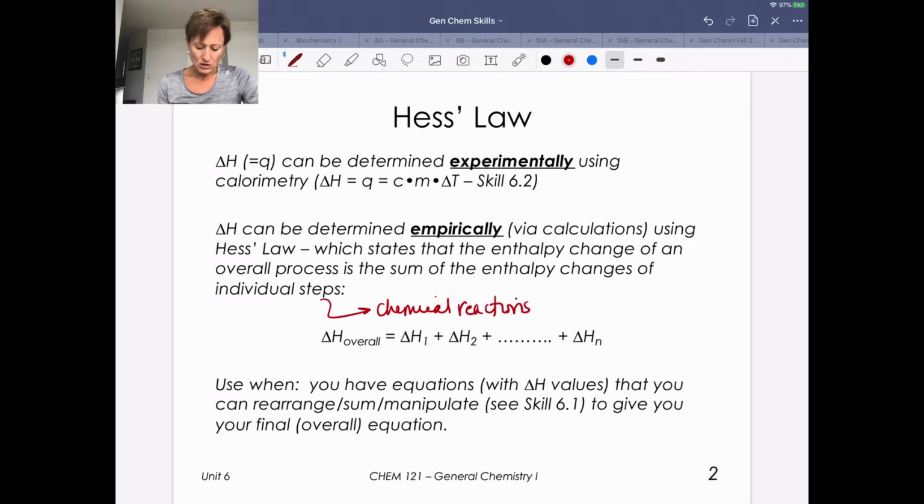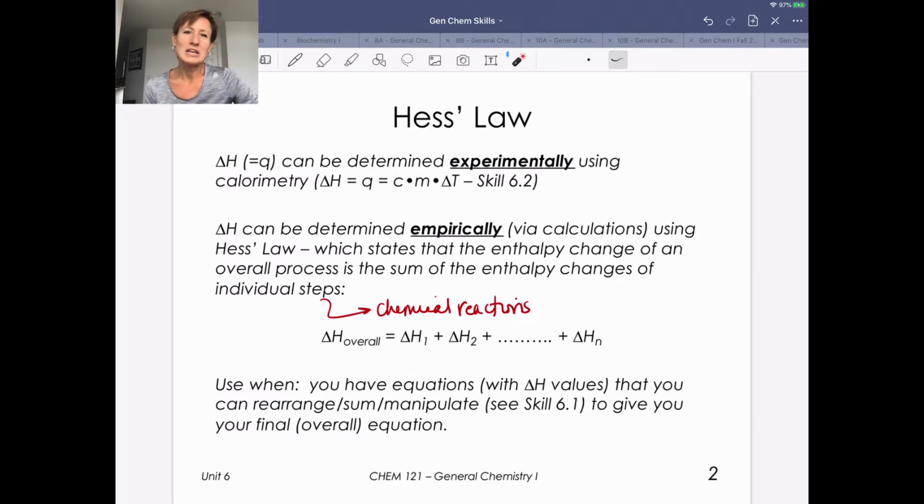So what we're going to see here is we're going to have a set of equations. Each equation will have its own delta H value, and we need to figure out how do we flip or change or manipulate these equations. Remember our first skill, we sort of talked about two ways that you can manipulate thermochemical equations. You can flip them and change the sign, or you can scale them and change the magnitude of your delta H values. So we're going to put that into practice here. So we're going to rearrange, sum, and manipulate thermochemical equations to give us our final overall equation.